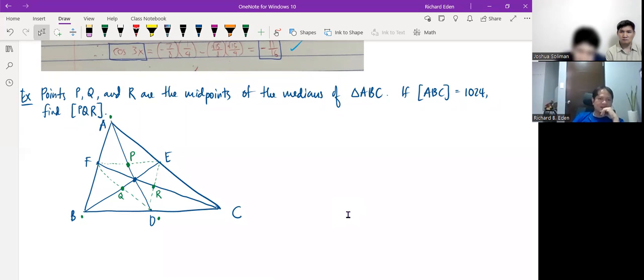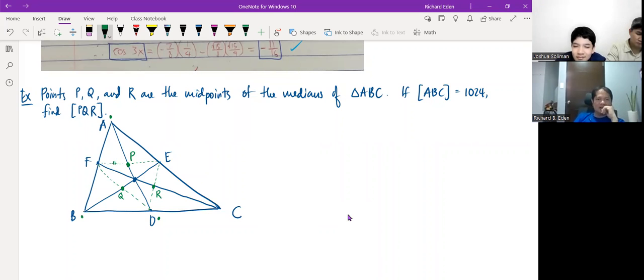Wait, actually, do we know they are similar by the same amount? Yes, because AF over AB is equal to one half, and AE over AC is also equal to one half. So it's the same ratio. By similar reasoning with the other medians, PQR is 1/16th of ABC, 1024 divided by 16.